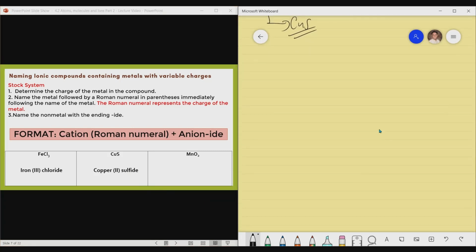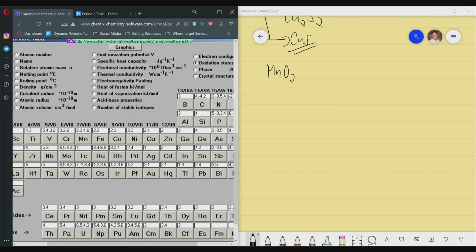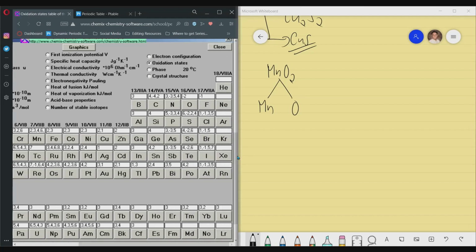Another example. Okay, let's have MnO2. So look at the periodic table again. We have manganese and oxygen. So looking at oxygen first, remember the metal is your cation and then oxygen is your anion. The charge for oxygen is negative 2. All right. So what must be the charge of manganese that at the end of the crisscrossing, the answer became MnO2?